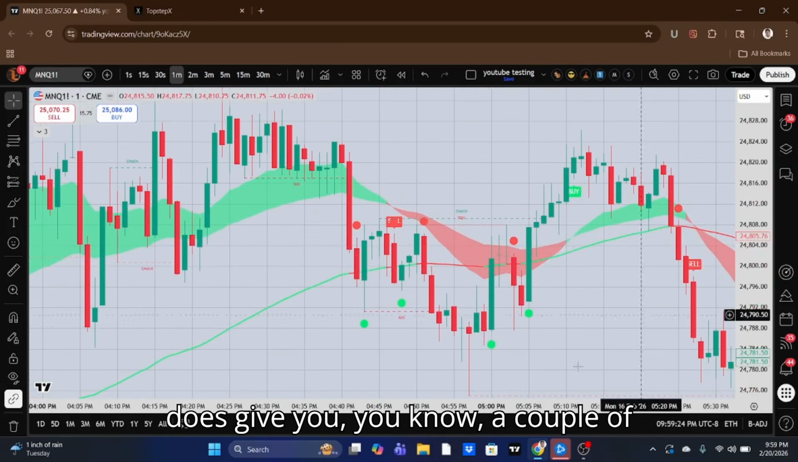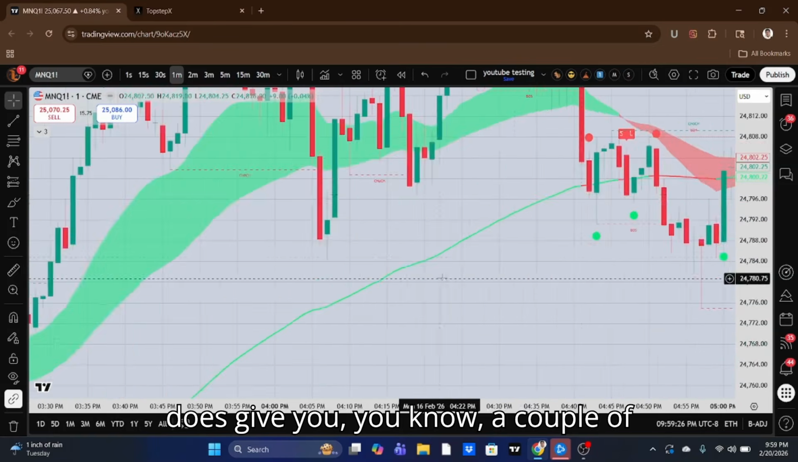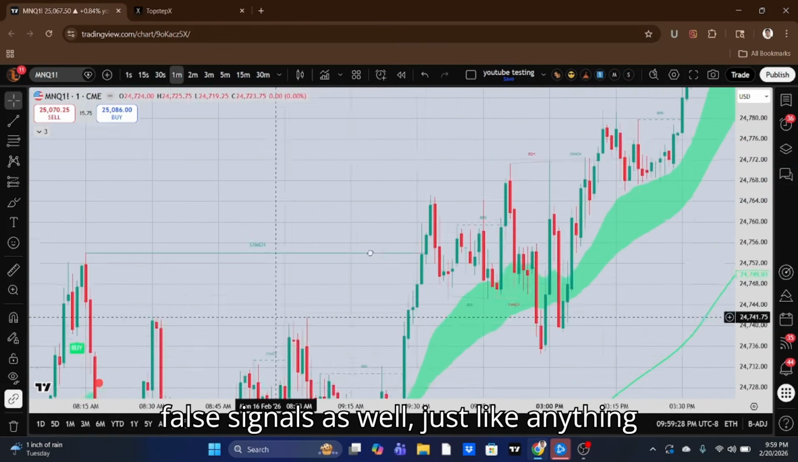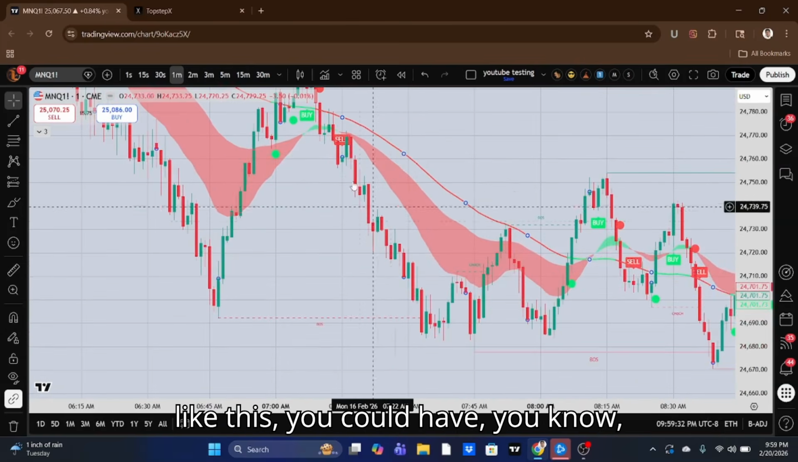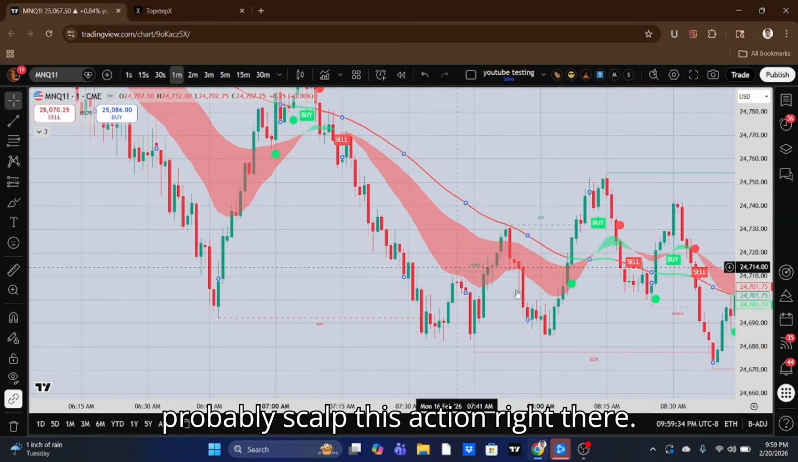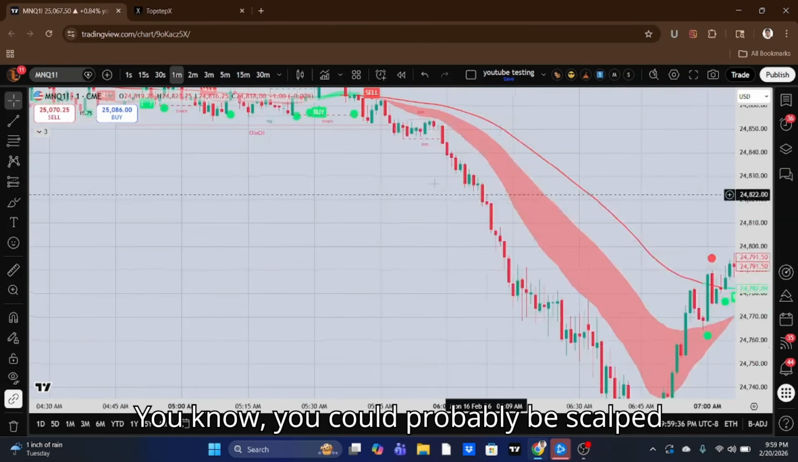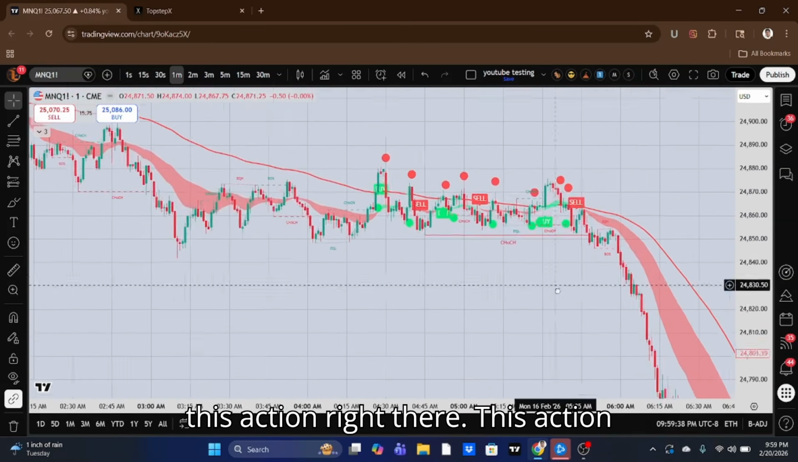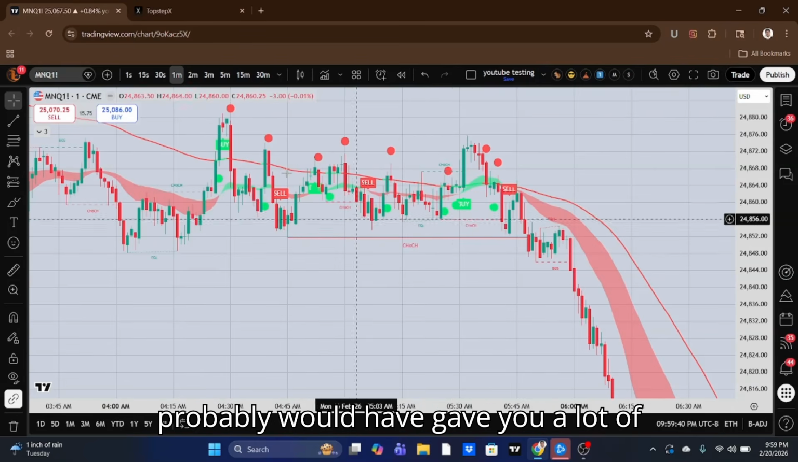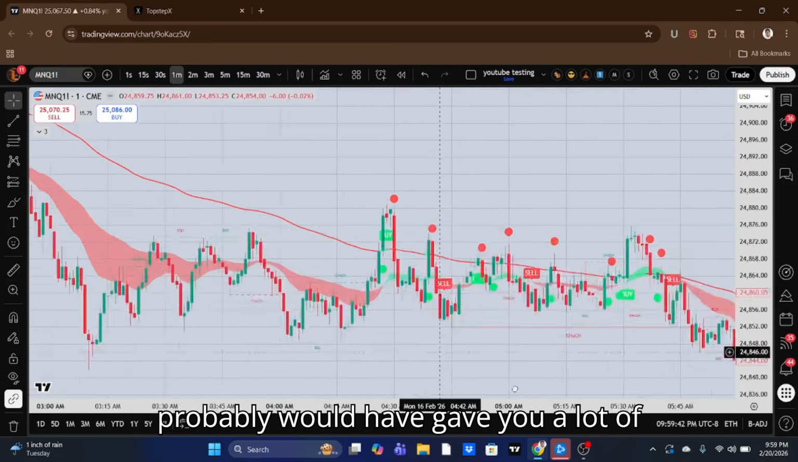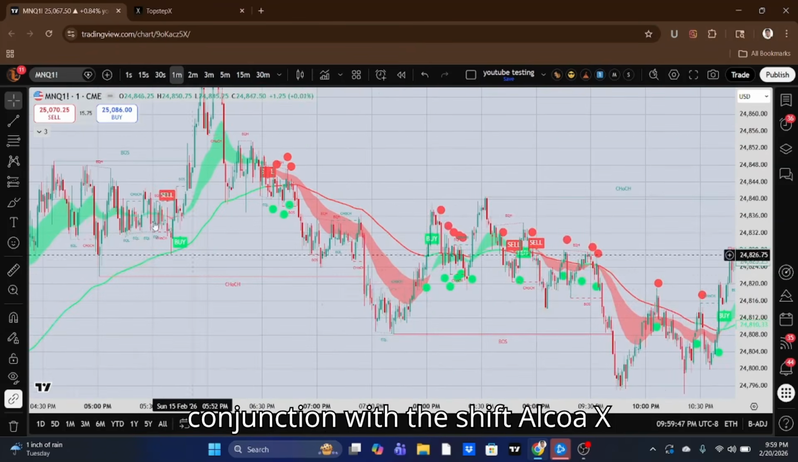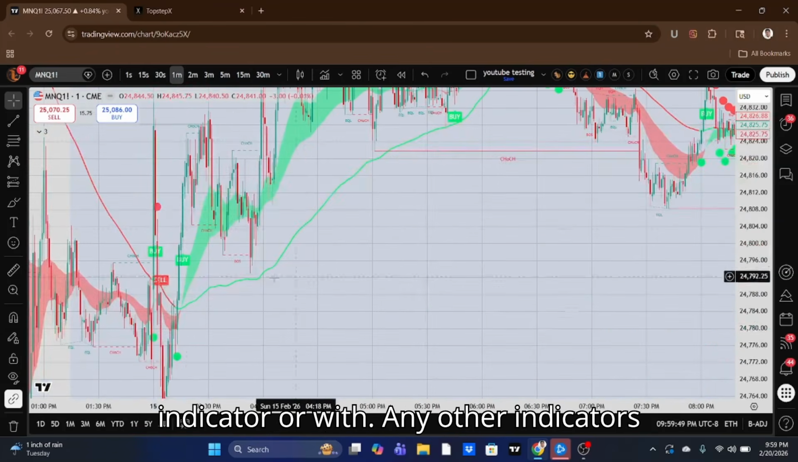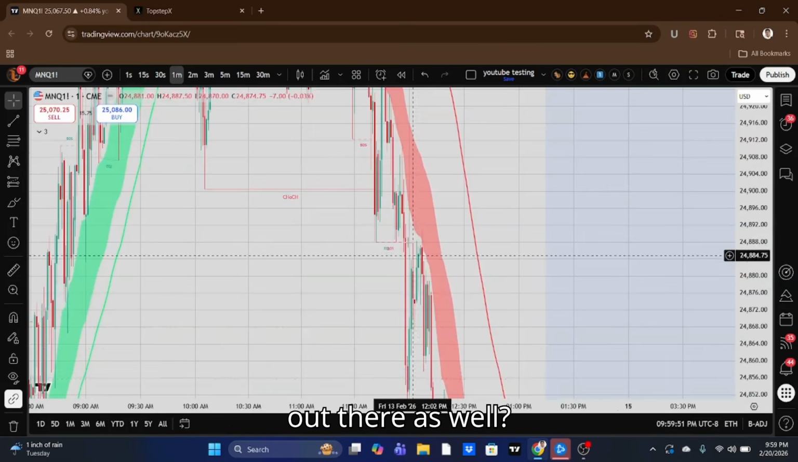But obviously it does give you a couple of false signals as well, just like anything else. Like this, you could have probably scalped this section right there. You could have probably scalped this section right there. This section probably would have given you a lot of false signals. But you can use this in conjunction with the Swift Algo X indicator or with any other indicators out there as well.